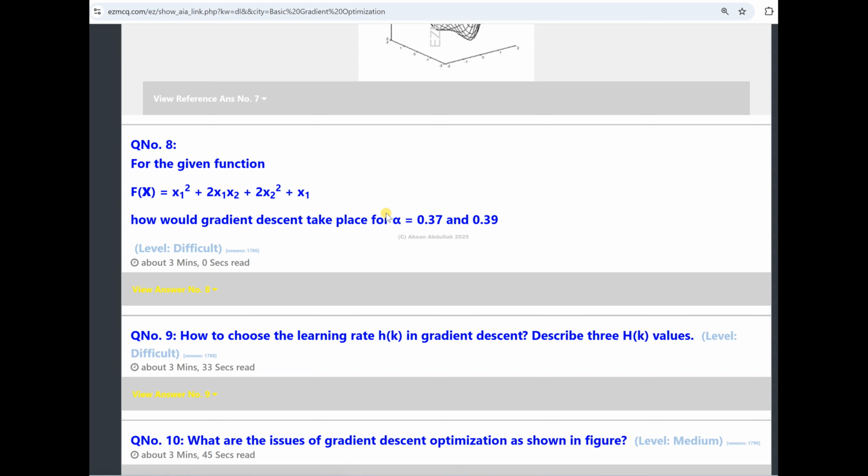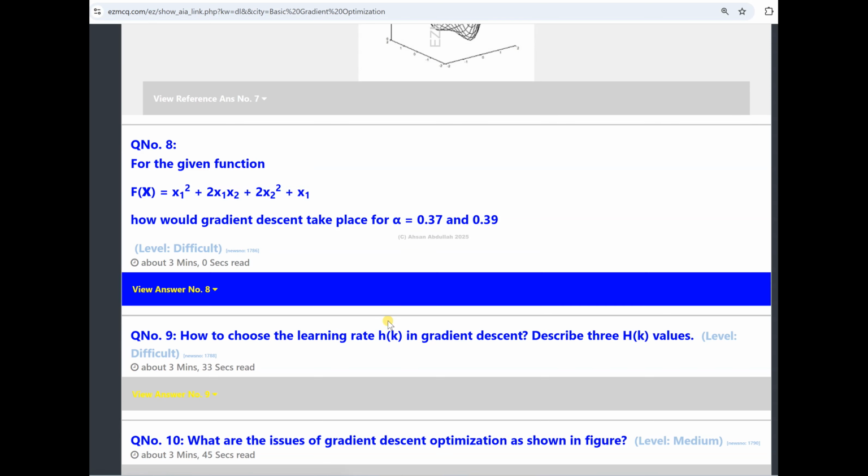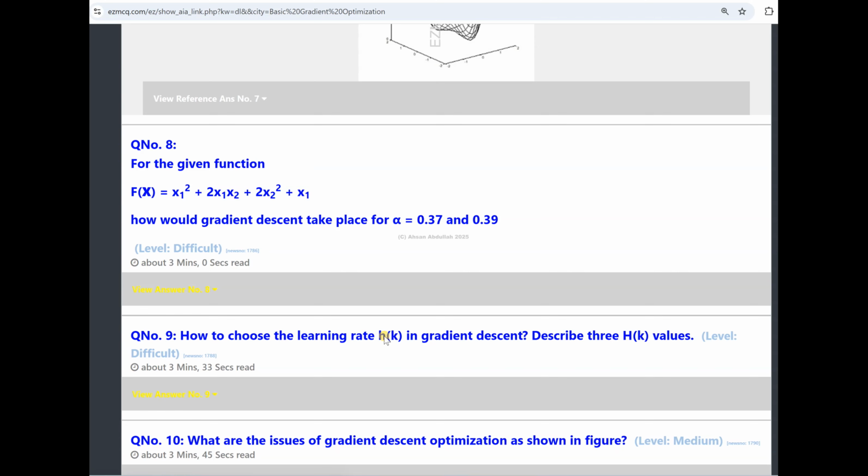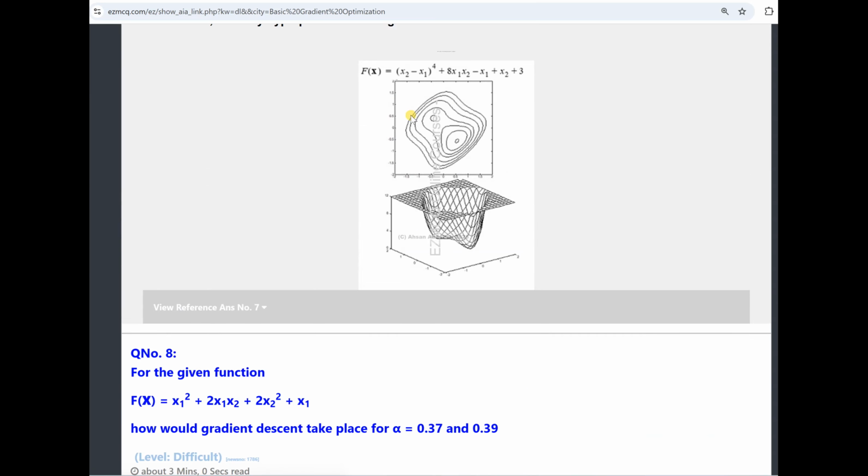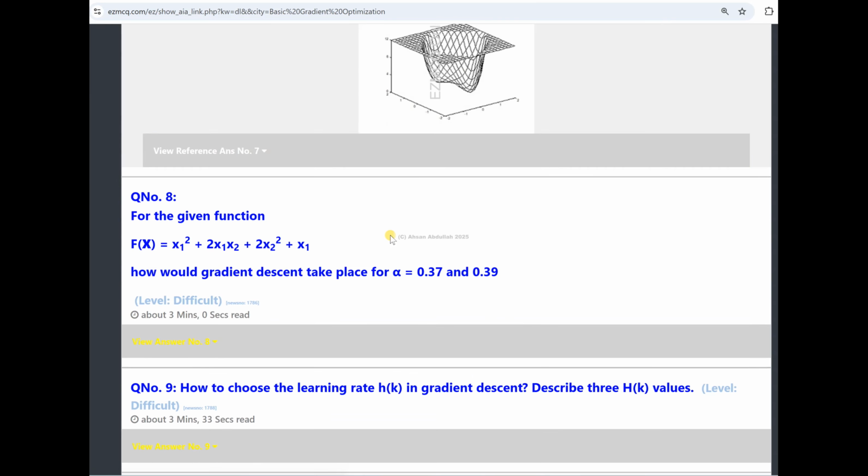So the question is about the learning rate. We discussed before that the learning rate can be h of k and can be alpha also. So h of k depends upon the iteration, and this is kind of fixed, right? So this is fixed, alpha 0.37 and alpha 0.39. So how would the gradient descent take place? Over here there was no constraint. Now we put a constraint about the value of alpha.